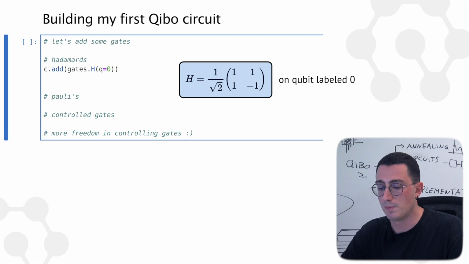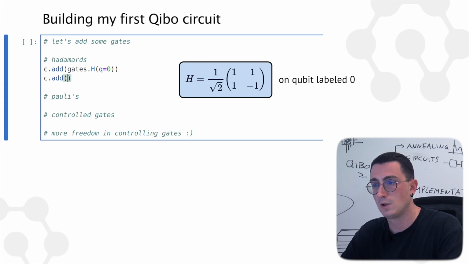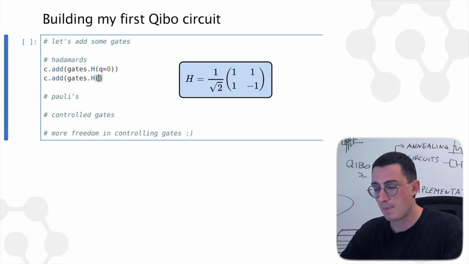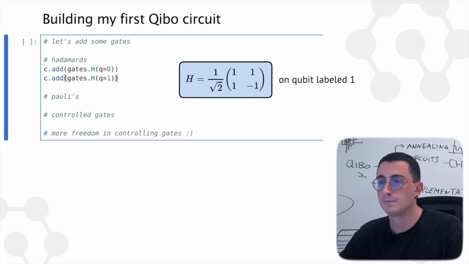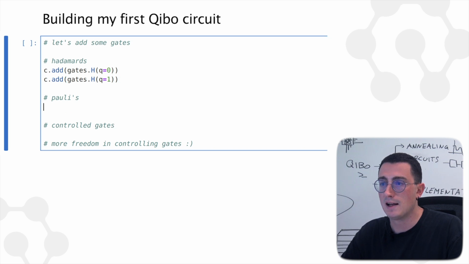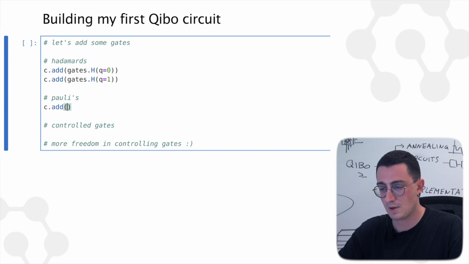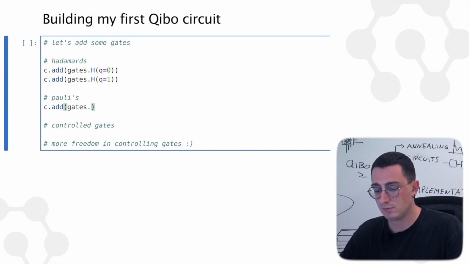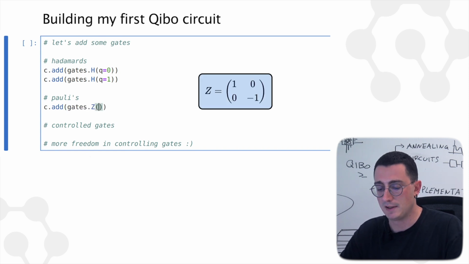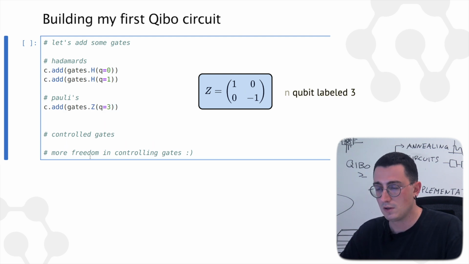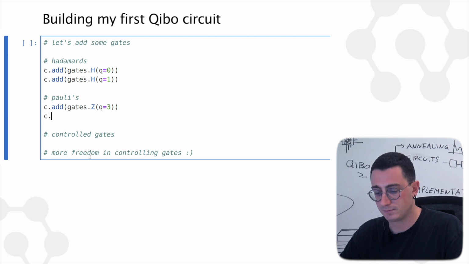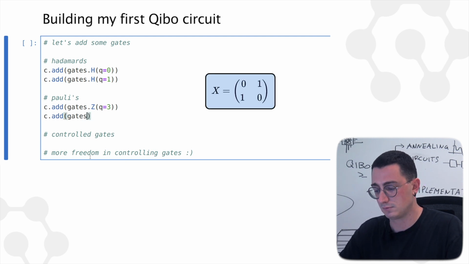You can also apply another Hadamard gate to qubit number 1, for example. Then we can add, for example, some Pauli gates. So c.add gates.Z, apply the gate to the target qubit number 2 or 3, it's fine. And then we can apply an X gate to the qubit number 0.